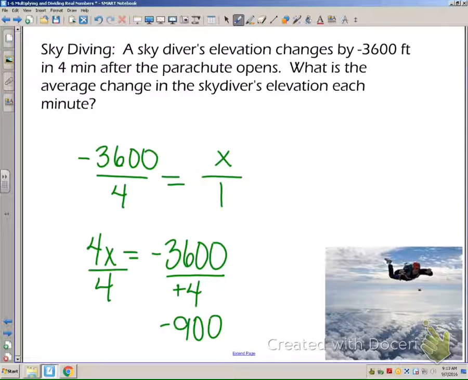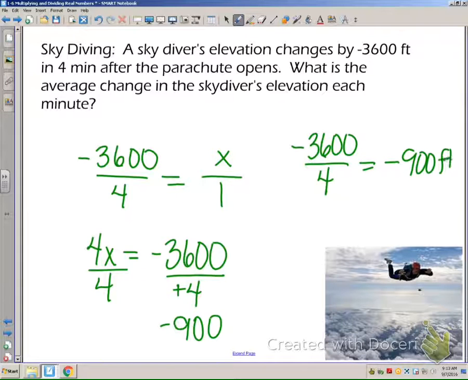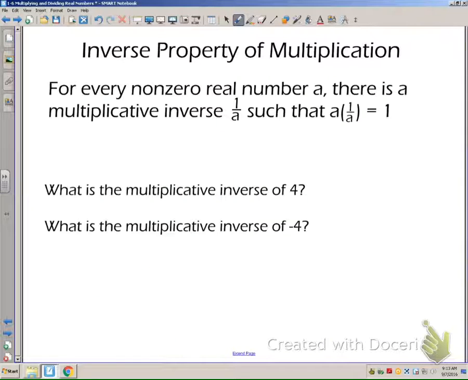Or just right off the bat, you could say, okay, 3,600 divided by 4. These aren't the same sign. These are different signs. So multiply or divide, it's an easy thought. Same signs are positive. Different signs are not positive, therefore it will be negative. So negative 900 feet. So it says, what is the average change in the skydiver's elevation each minute? He's falling 900 feet per minute. Okay, moving on.